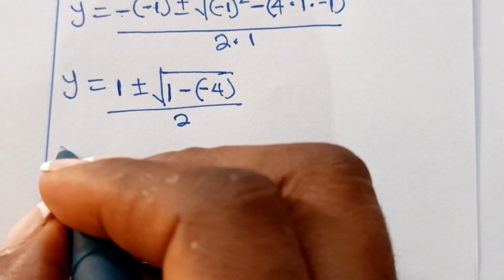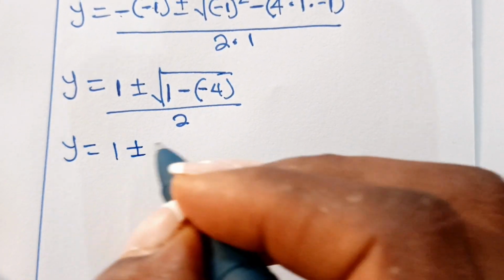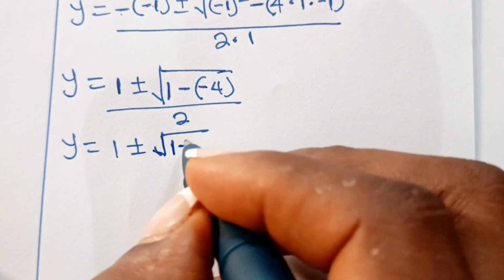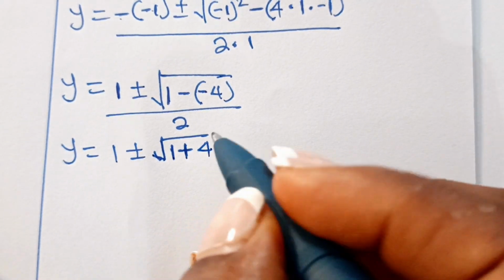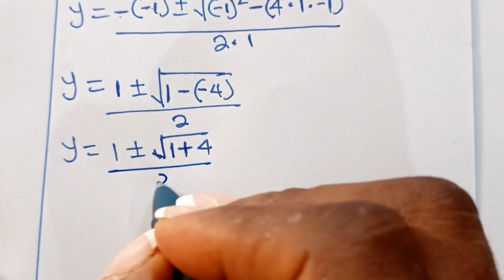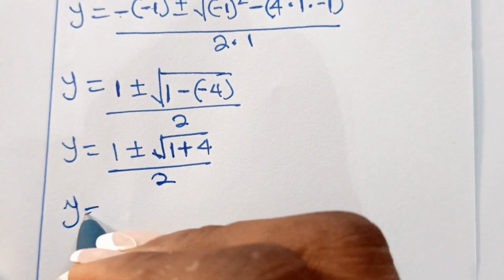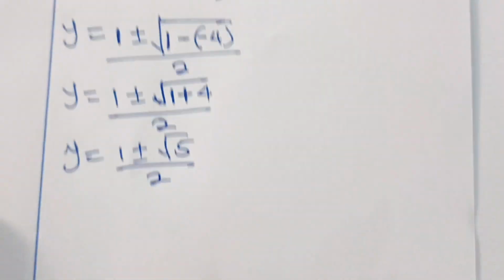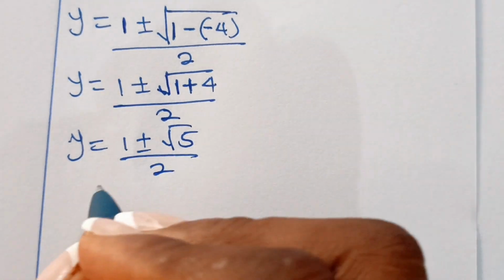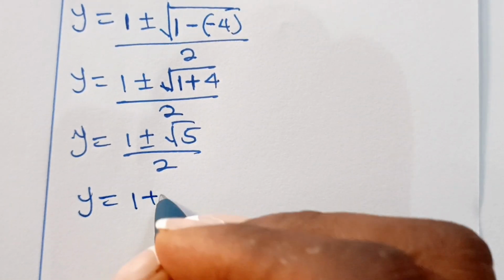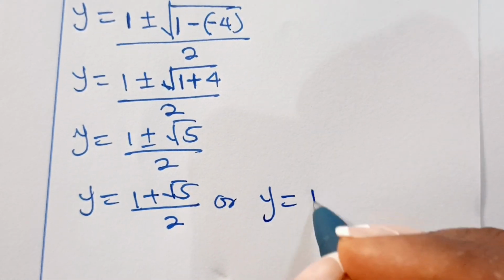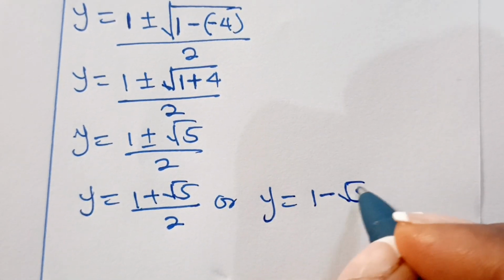So we have that y is equal to 1 plus or minus the square root of 1 minus minus is plus, so we have 1 plus 4, divided by 2. So y is equal to 1 plus or minus root 5 divided by 2. So we have two values for our y. Our y is 1 plus root 5 divided by 2, or y is equal to 1 minus root 5 divided by 2.